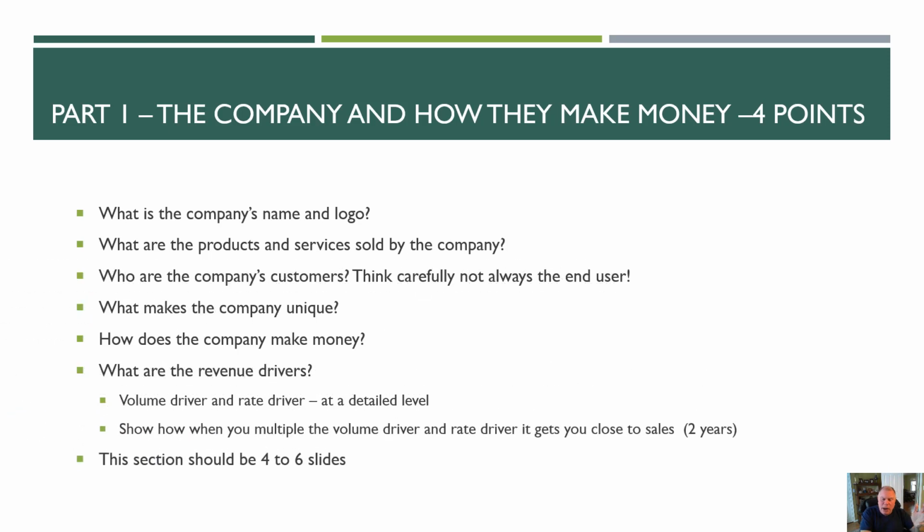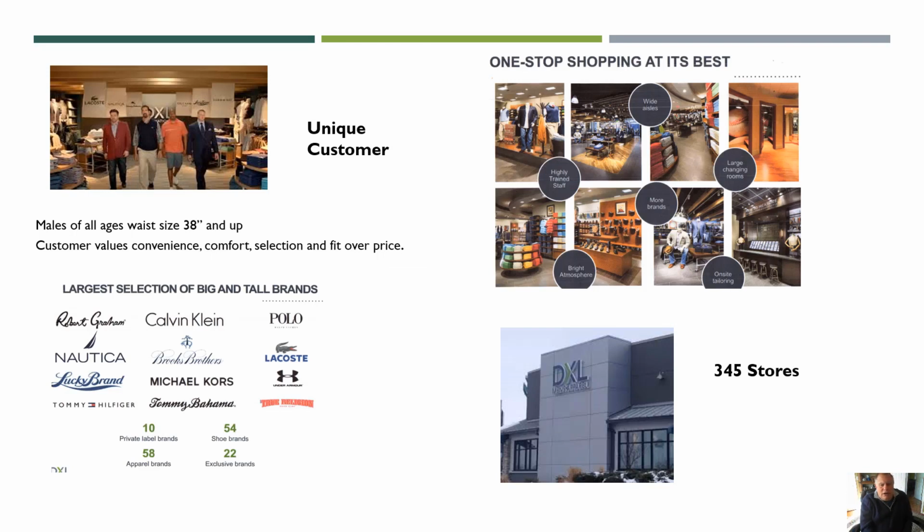Now, let me give you an example of what I mean on this. The name of this company is Destination XL. And what you can see is I used a mixture of words and pictures. And they have 345 stores. They have a unique customer. Males of all ages, waist size 38 and up.